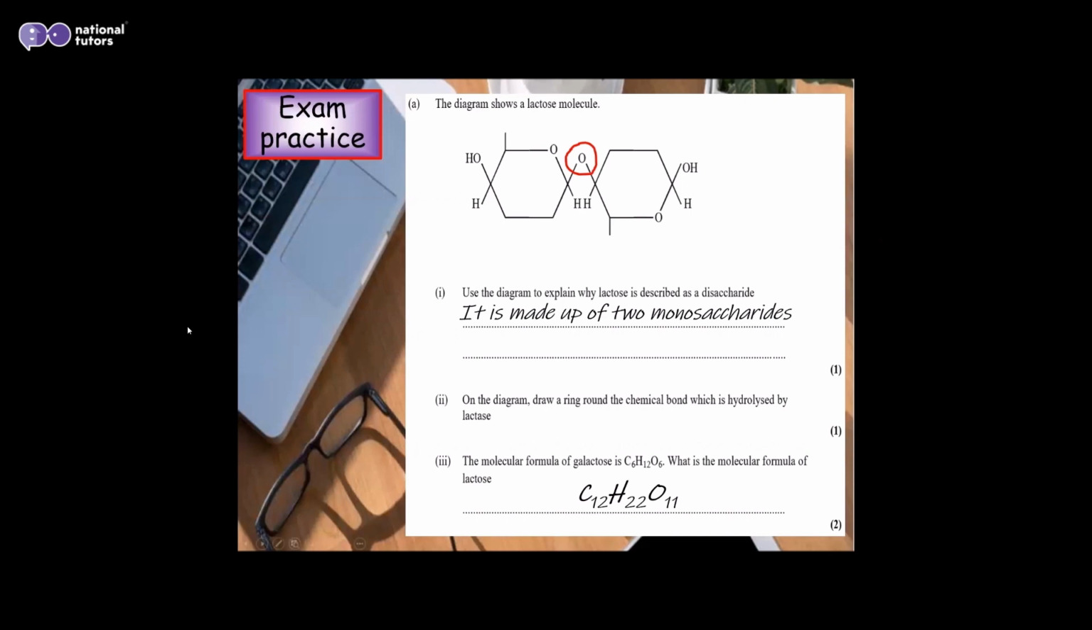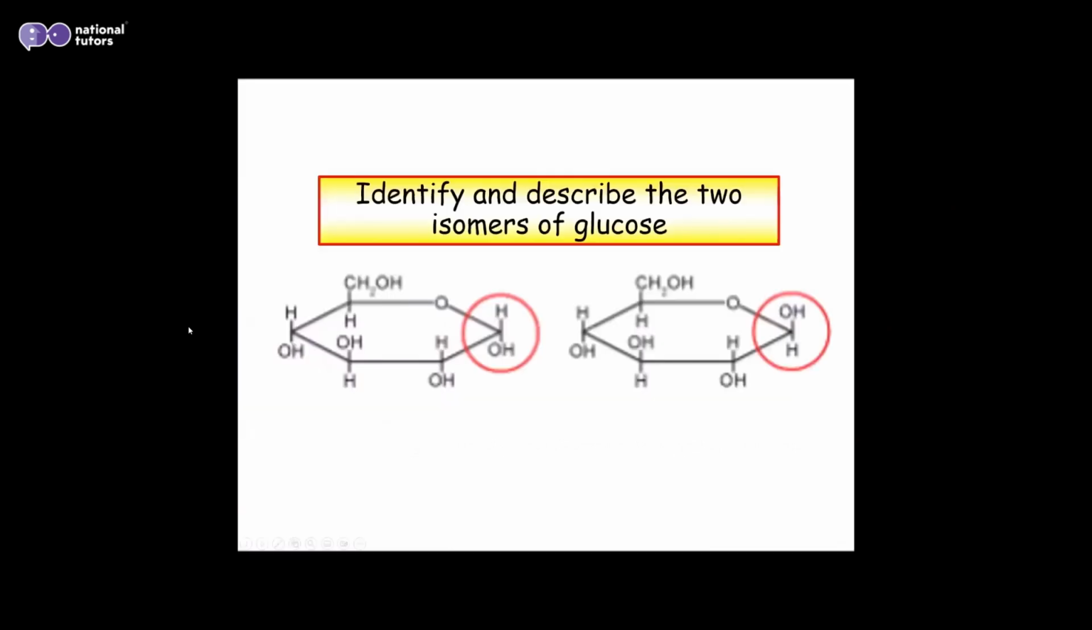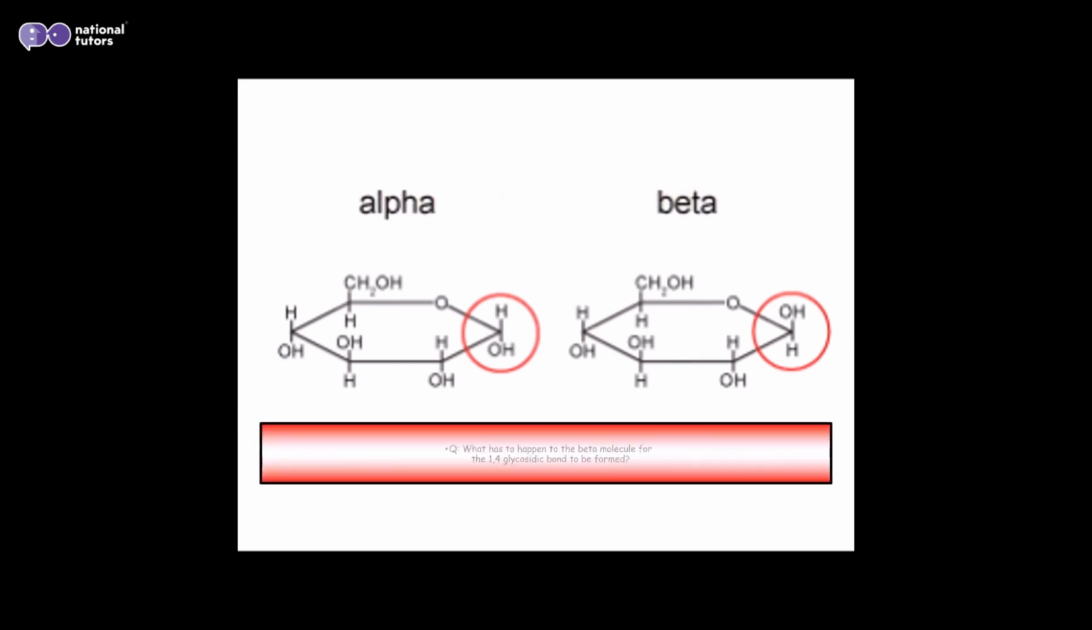And the last thing is another quick exam question: identify and describe the 2 isomers of glucose. So again, you've just got to make sure you can identify them, describe them, and draw rough pictures of them. The key thing there is that the OH group is the other way around. Remember that. And as a last question, what has to happen to the beta molecule for the 1,4-glycosidic bond to be formed?